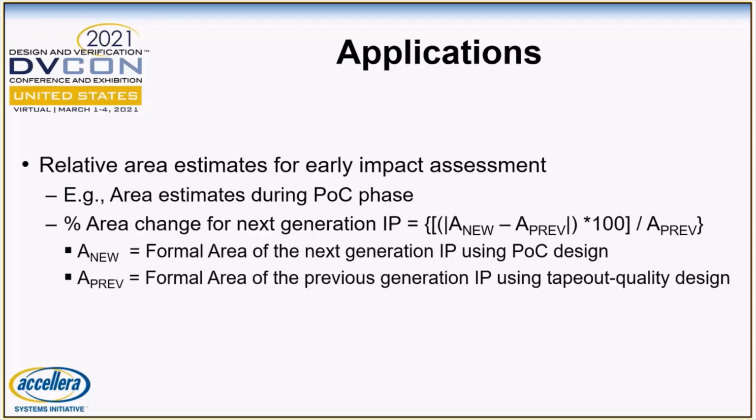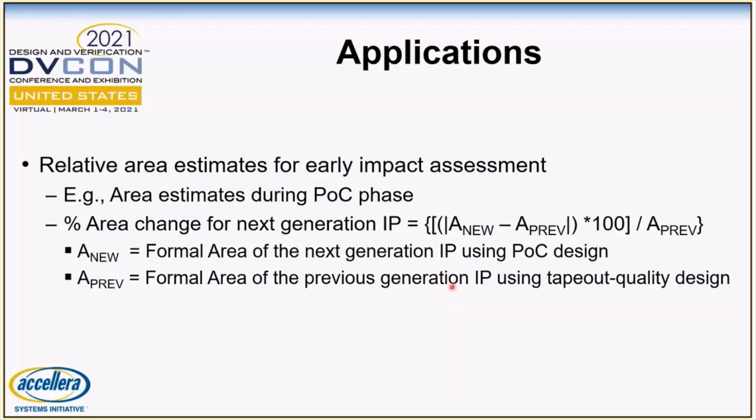Now, one can take advantage of the fast design elaboration offered by formal tools to compute area estimates as shown here and reduce the length of this task. For example, to estimate area of our next generation compression IP during its POC phase, we first calculated the formal area of our next generation compression IP using its POC design. Then we calculated the formal area of our previous generation compression IP using its tape-out quality design.